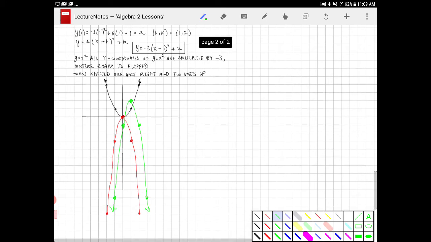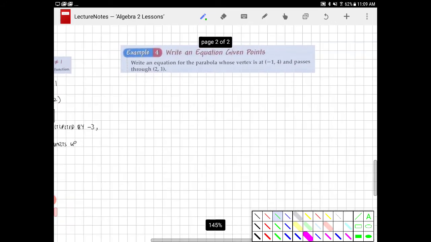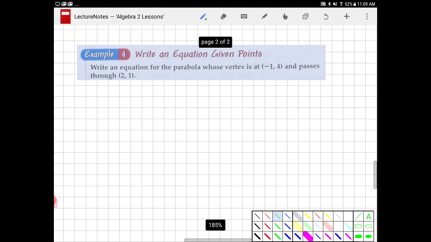All right, let's take a look at another example. Last question. Write an equation for the parabola whose vertex is at -1, 4 and passes through 2, 1. So here, they're telling us what the vertex is. The vertex is negative 1, comma 1. So this is h and k. And it passes through 2, comma 1, right?